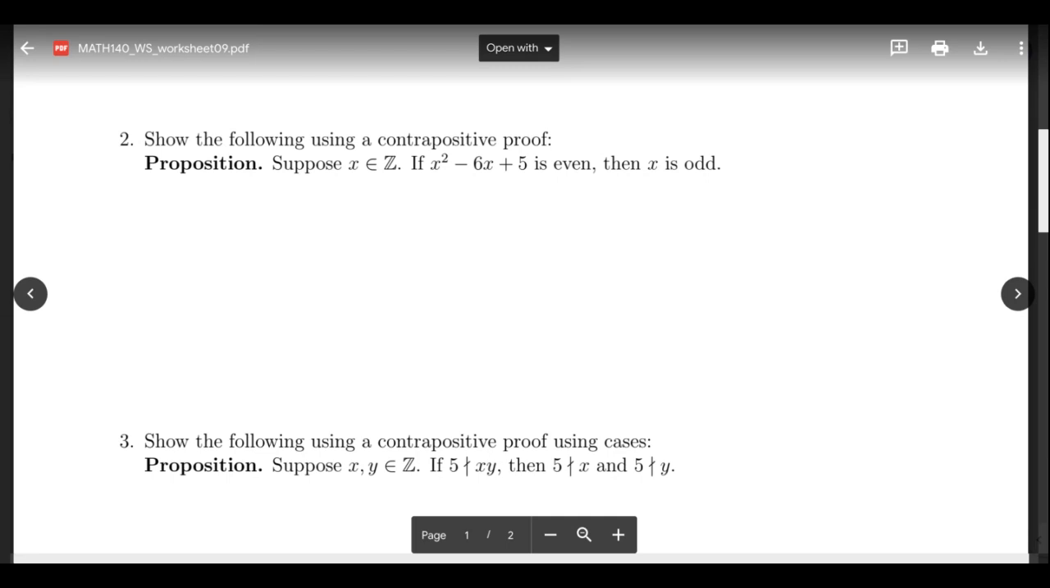2a squared plus 6a plus 2. Then so this shows that x squared minus 6x plus 5 equals 2b plus 1, where b is an integer. It's odd. Okay, and then you can look at this now.